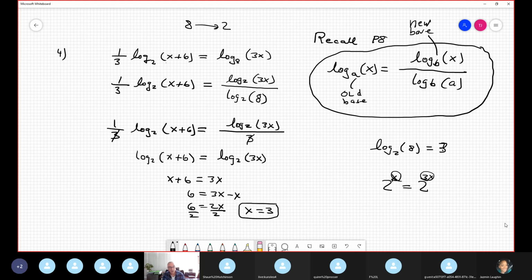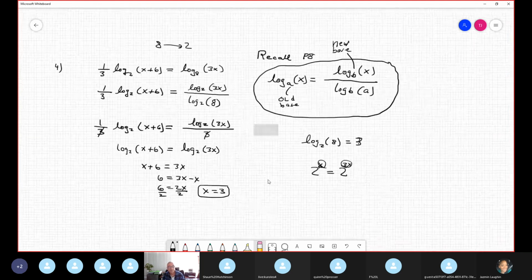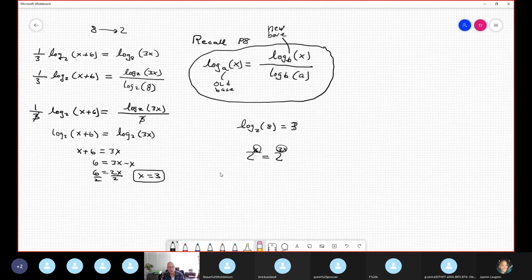Okay. Do I need to check it or no? Checking or no? Absolutely checking. In the logarithmic equation, you always have to check it. Check it where? In the original.